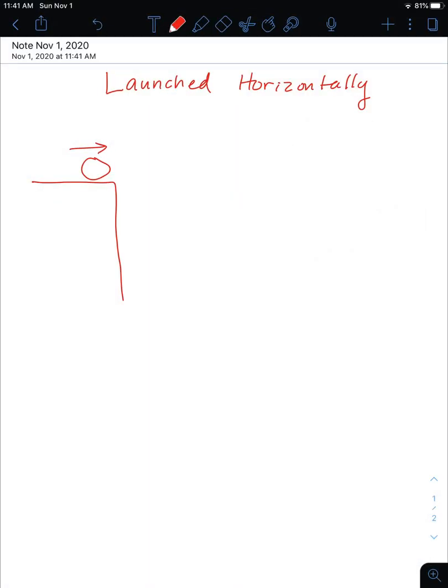Today we are going to talk about projectile motion and how to solve mathematically problems that are launched horizontally. When we say launched horizontally, we mean that all of the starting velocity is taking place in the x direction and that none of the velocity is making the object move up and down. And so if a ball rolls off a table, that would be an example of something launched horizontally.